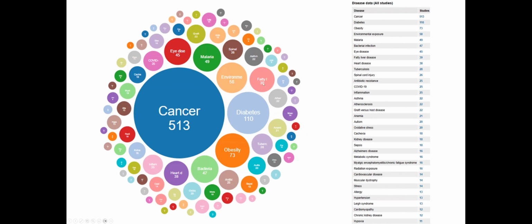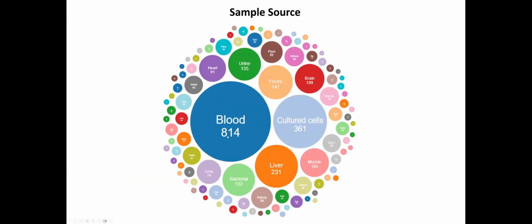Diabetes, obesity, fatty liver disease, these are all very close, a large number of studies, and even cancer has a lot of studies associated with organs of importance to diabetes. Blood happens to be the largest source with 814 studies, followed by liver and cultured cells. Liver has a large number of studies in the Metabolomics Workbench.